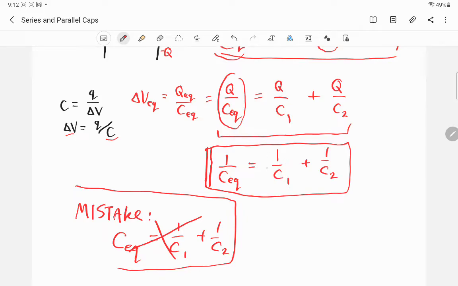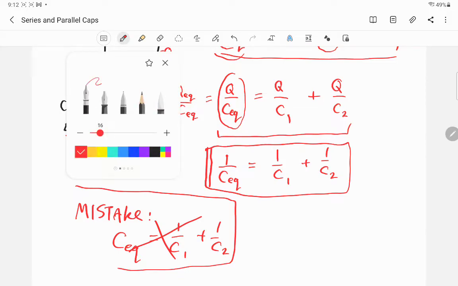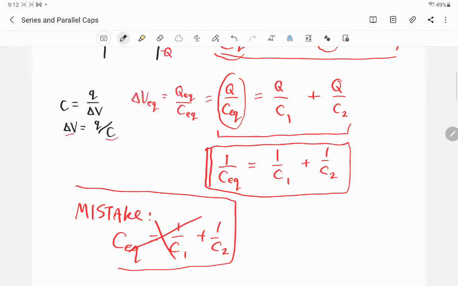So on this term right here, what I would do is multiply top and bottom by C2 over C2, and on this one, multiply by C1 over C1. Multiplying by C2 over C2 is multiplying by 1, which you can always do and not actually change your expression. Multiplying by 1 here also doesn't change the expression. But what you get is common denominators: C1 times C2 on the denominator. So this looks like 1 over C equivalent equals C2 times 1 is C2 over C1 times C2.